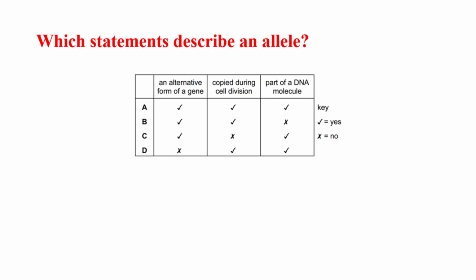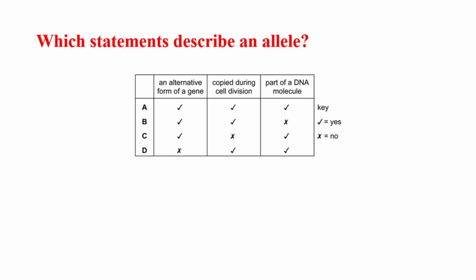Option B tells us it is an alternative form of a gene, copied during cell division, but not part of a DNA molecule. Option C only mentions that it is copied during cell division and is part of a DNA molecule, but doesn't recognize it as an alternative form of a gene. And finally, Option D says it's not an alternative form of a gene, but it is copied during cell division and is part of a DNA molecule. So, which one is it?